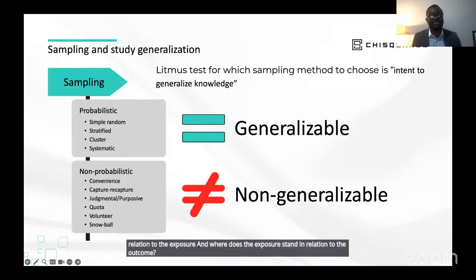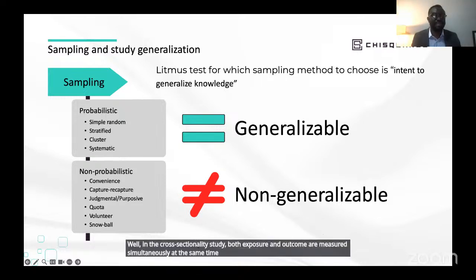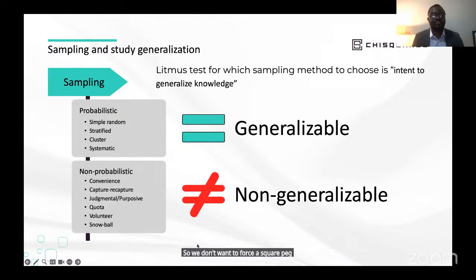Well, in the cross-sectional study, both the exposure and outcome are measured simultaneously at the same time. So that concept does not really apply. So we don't want to force a square peg in a round hole. So I hope that answers your question.